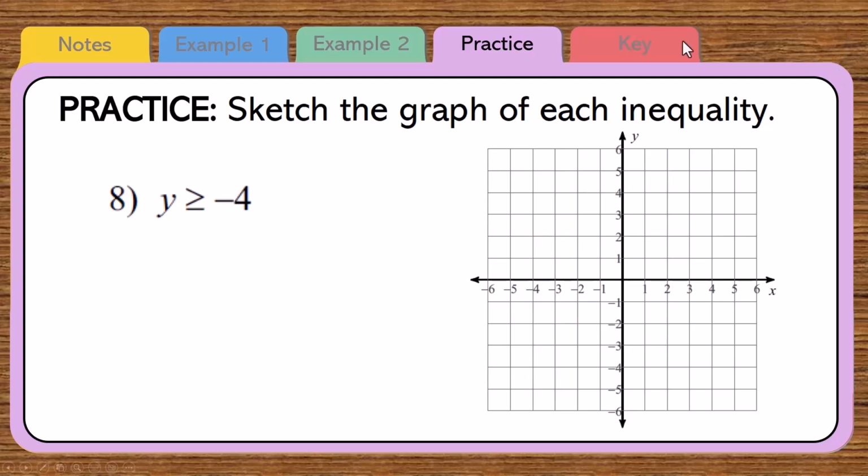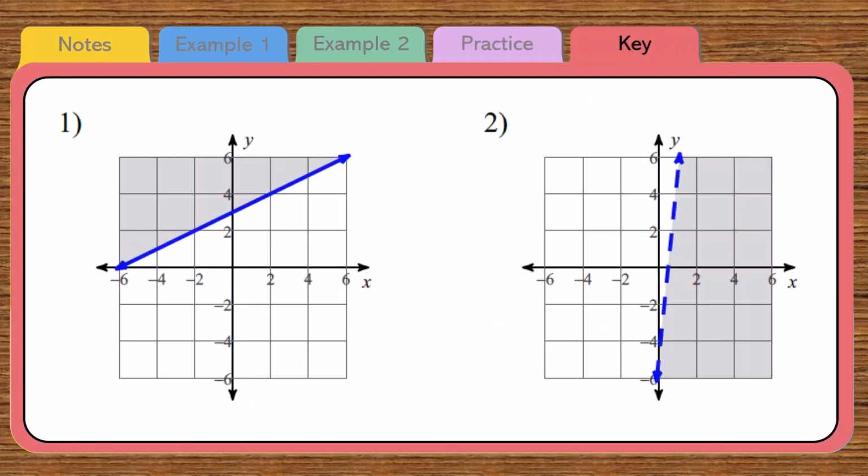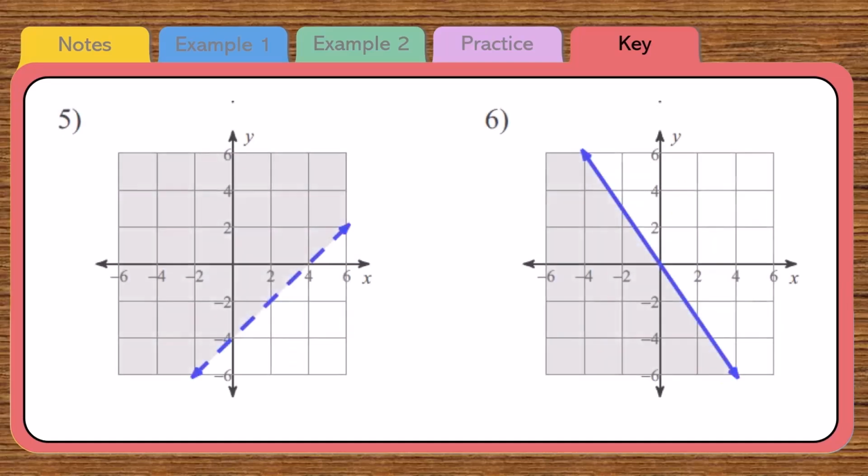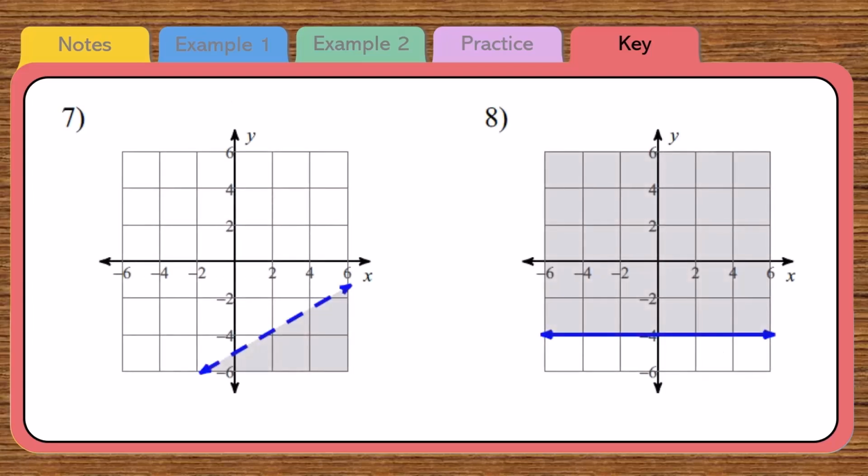Okay, let's check your work. This is what your answers will look like. This is 1 and 2. Pause and check your work. Here is 3 and 4. Here is 5 and 6. And the last two, 7 and 8.